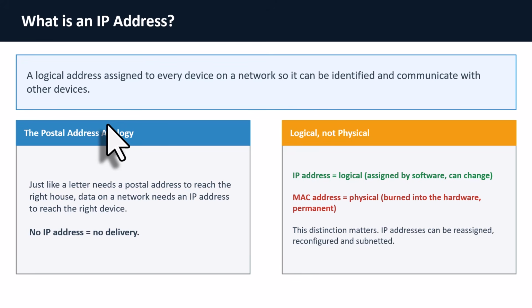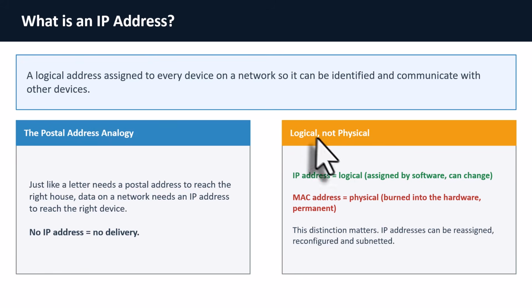An IP address is a unique logical number that is assigned to every device on the network so that it can be identified and they can communicate with other devices. That is an IP address. The key things to note are that it's a logical address and it is a unique number, meaning each device must receive a unique IP address for it to successfully communicate on the network.